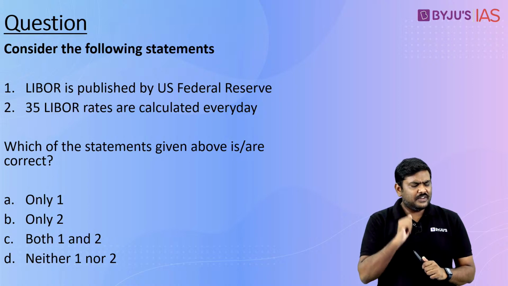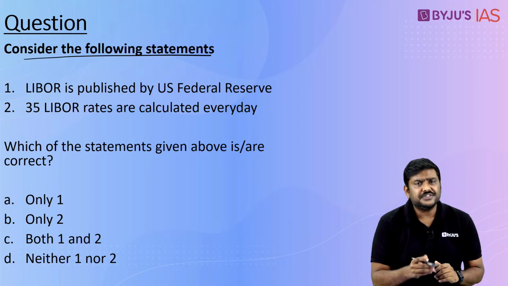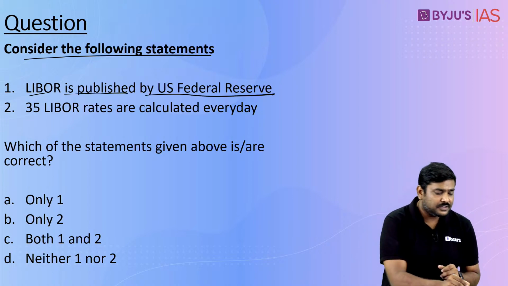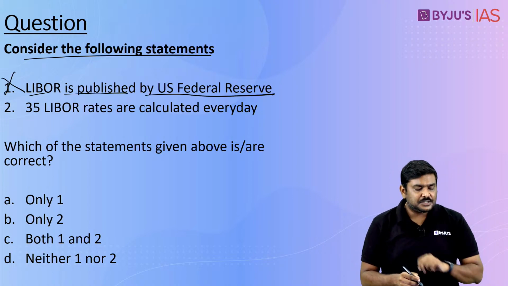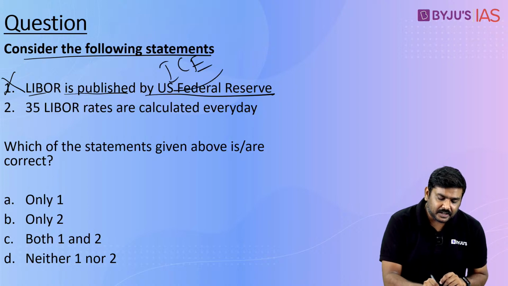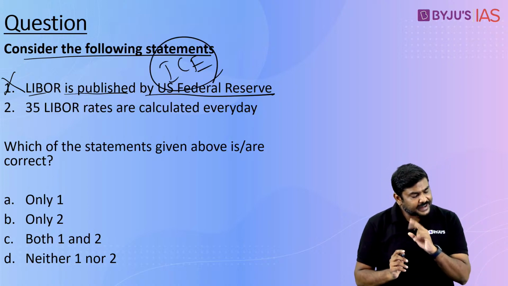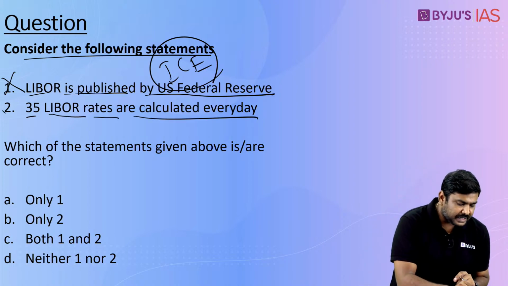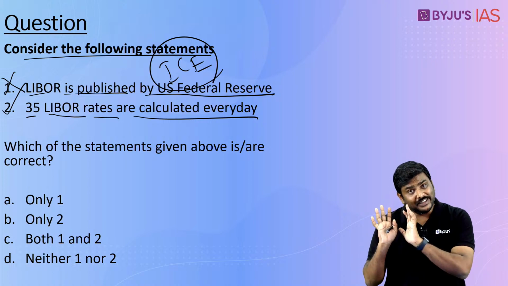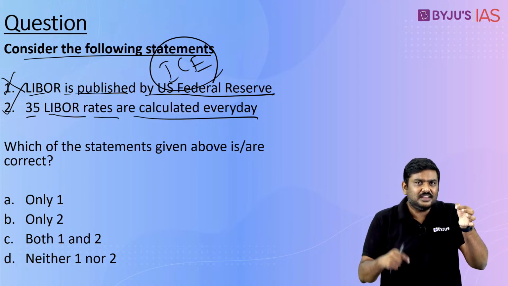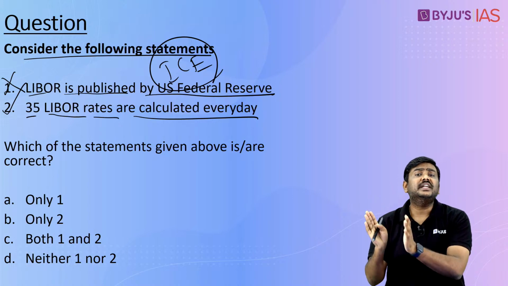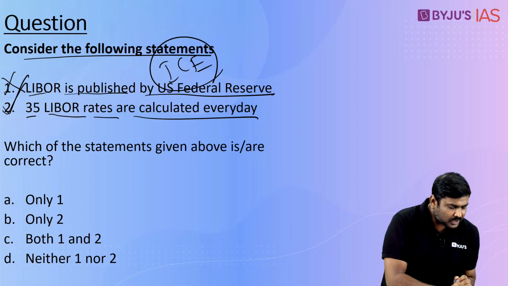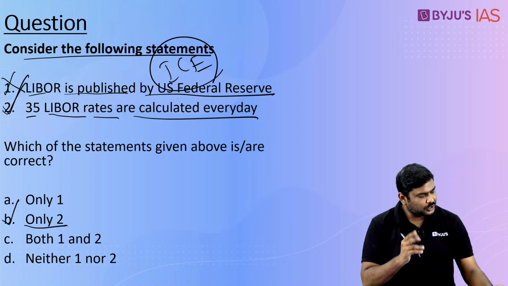Now based on this, I have given a question here. Consider the following statements. 1. LIBOR is published by US Federal Reserve. Statement is wrong. LIBOR is published by ICE, Intercontinental Exchange. Second, 35 LIBOR rates are calculated every day. Statement is correct. 5 currencies, 7 tenures. So obviously for each of the currency there are 7 tenures. Totally 35 LIBOR rates are published on day-to-day basis. Second statement is correct. So right option will be option B, only 2.